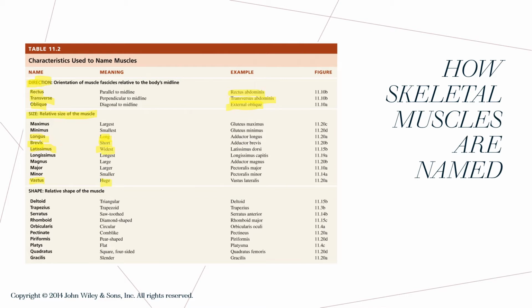We also name muscles based on shape, the relative shape of the muscle. So we're talking about things like deltoid, which is triangular in shape, rhomboid being like a rhombus or diamond shaped, pectinate meaning comb-like. What else do we have here? Quadratus meaning square, like the quadratus femoris, those kind of things. So we can look at different characteristics. In this table we have direction, size, and shape. And in the next table we'll look at a couple others.